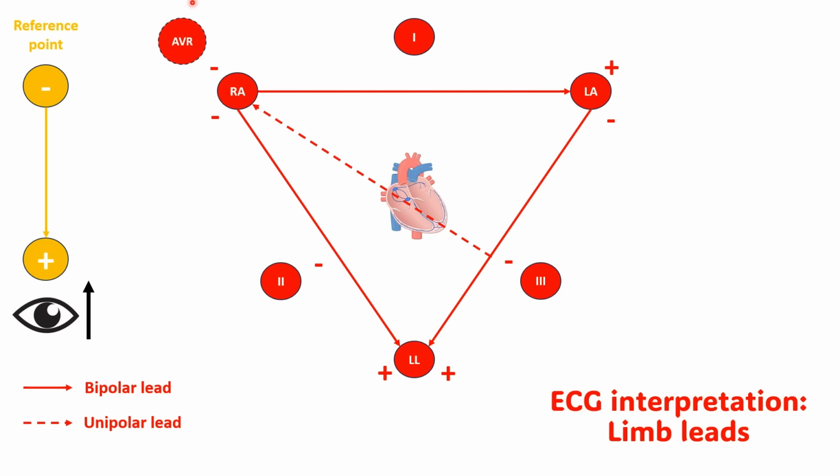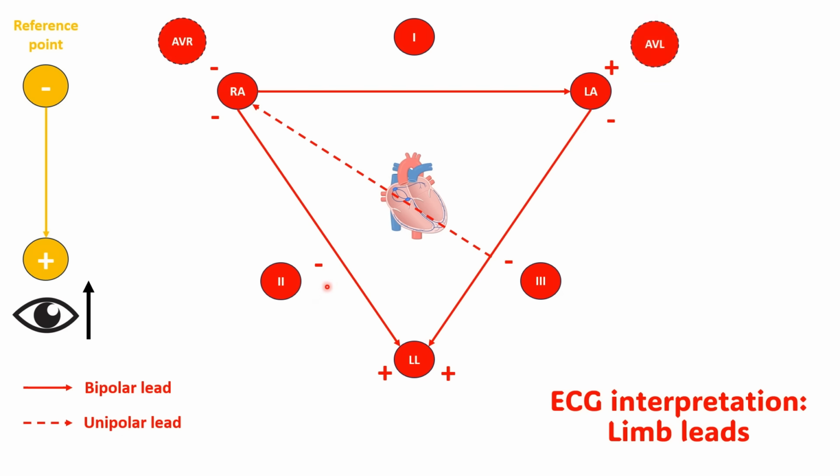And that's going to produce the lead known as AVR, which looks at the upper right side of the heart. You can apply the same principle all the time because look, the electrode on the right arm is representing the positive pole. Therefore, the point of view is looking in this direction if I drew an arrow. So we're looking at the upper right side of the heart.